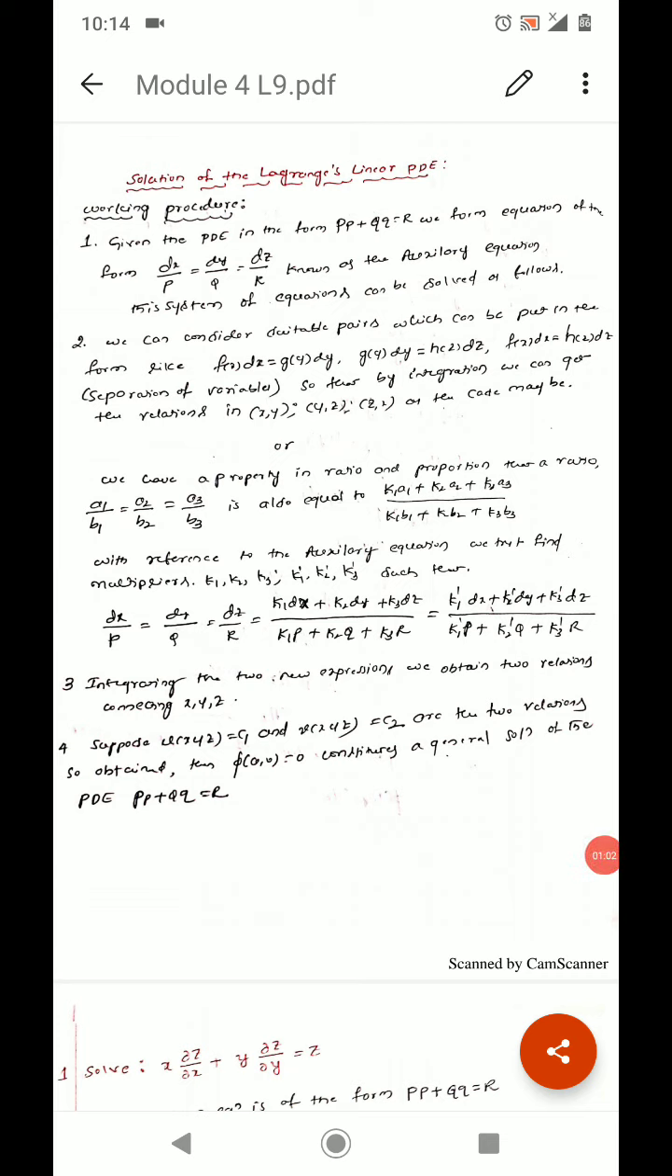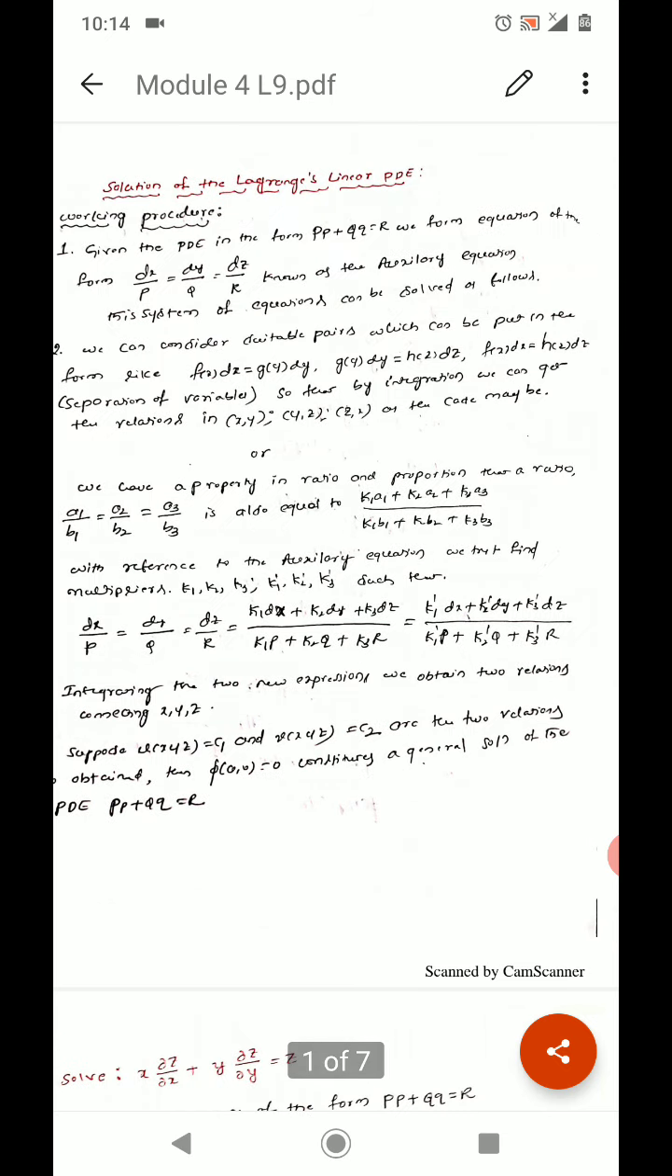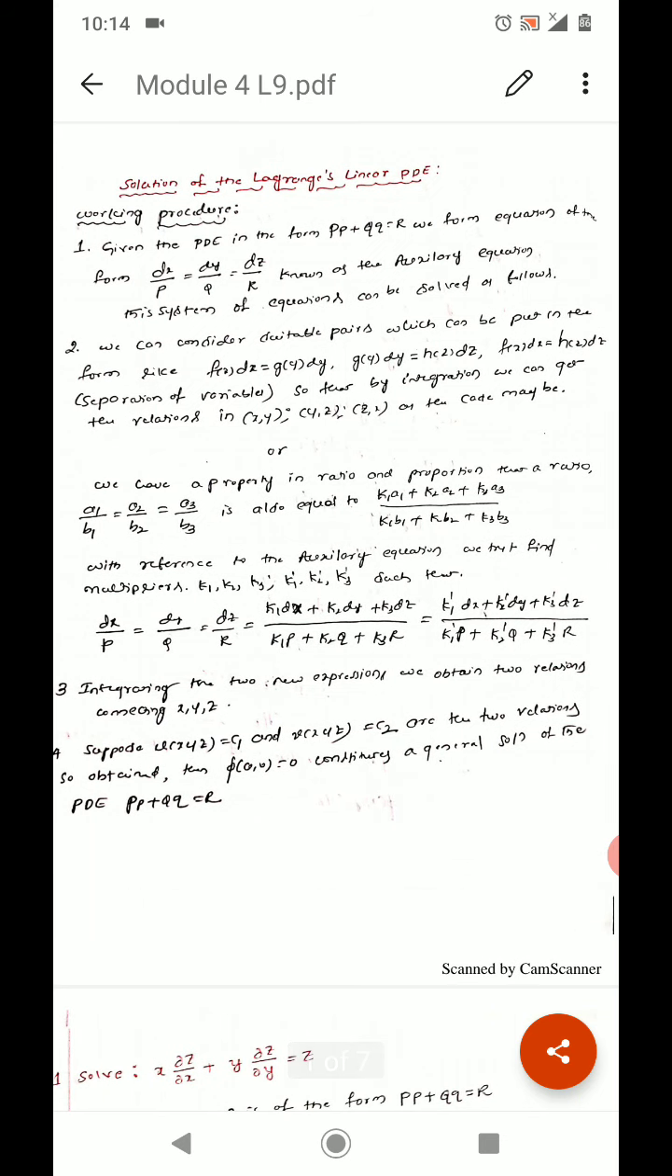Now we can consider suitable pairs which can be put in the form f of x into dx equal to g of y into dy, g of y into dy equal to h of z into dz, f of x into dx equal to h of z into dz. That is the variable separable method. By using the variable separable method, we put the system of equations in this form so that by integration we can obtain relations of the form x comma y, y comma z, or z comma x.